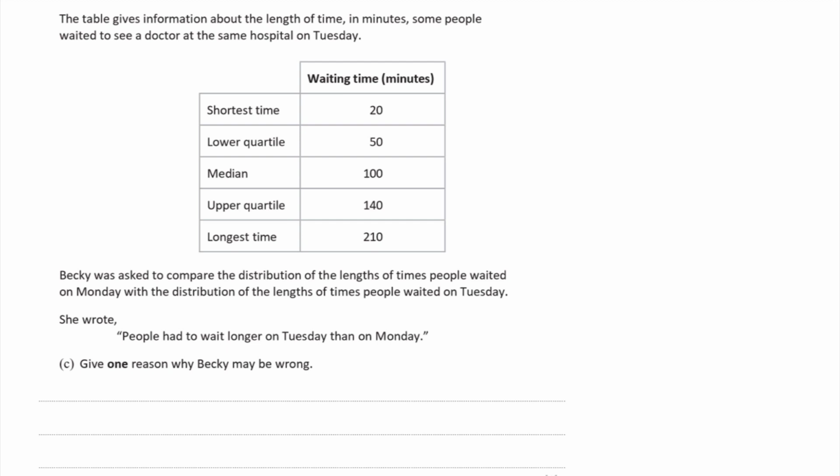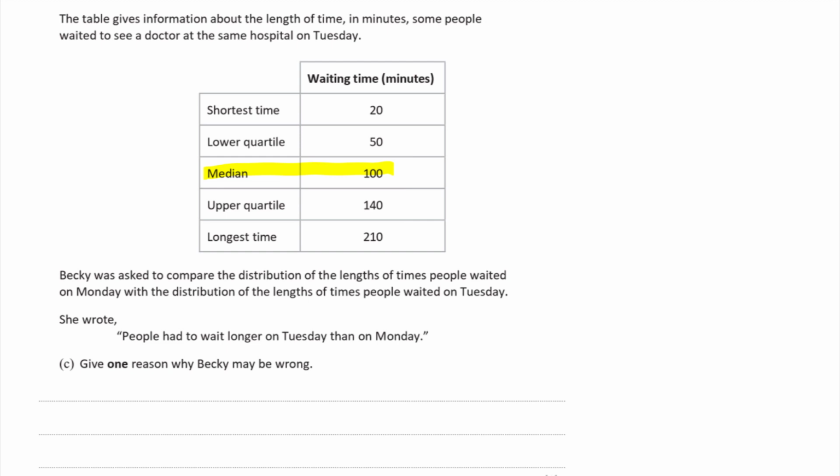Give one reason why Becky may be wrong. Well, I think the first thing I'm going to say is the median, isn't it? The median is 100 here. So on average, the people on Tuesday waited 100 minutes, whereas on Monday, on average, the people waited 120 minutes. So it seems to me that on average, people actually waited less time on Tuesday than on Monday.